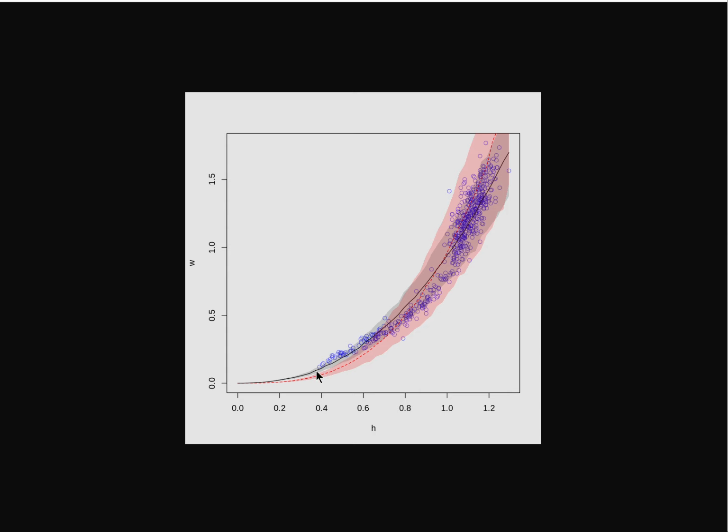It looks like at these lower height values, the new model is doing better, right? You see how the black is much closer to the data than the red. But then as we go up into these larger, taller heights, probably the original model is doing better. So that's interesting. Okay.